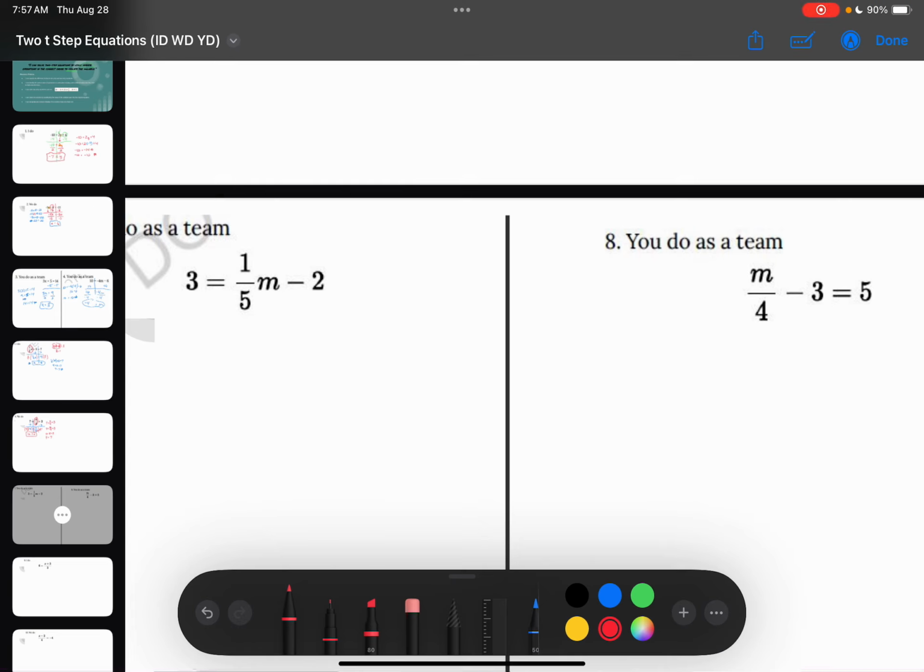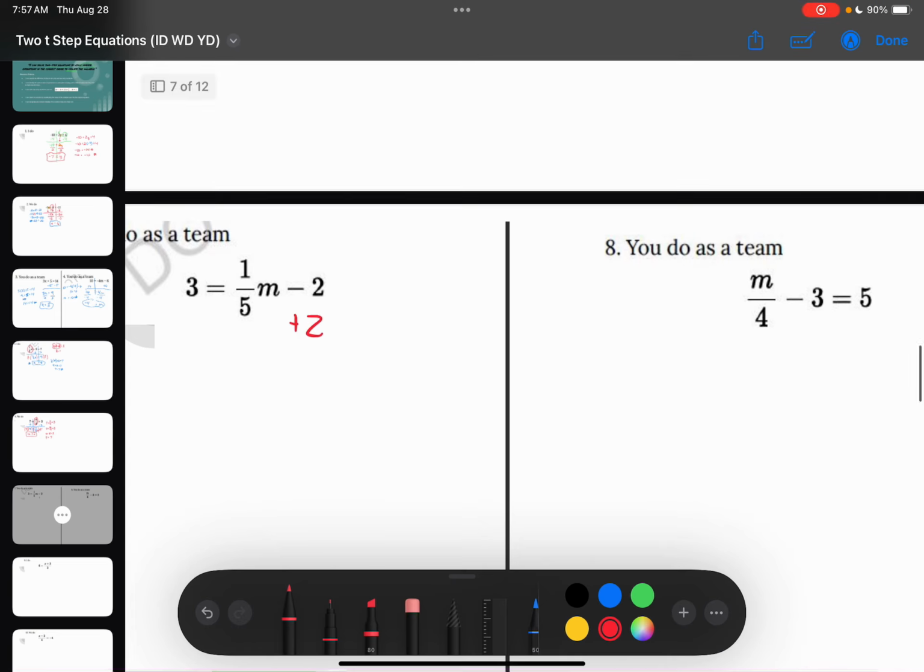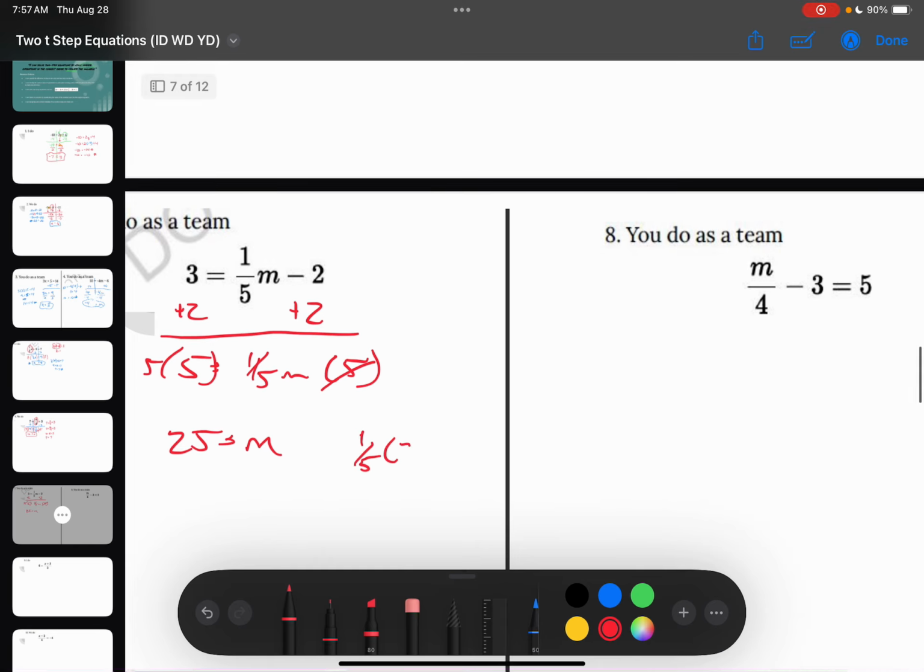All right, we should have our answers here. So really quickly, what we would do is add 2, add 2. That leaves us 5 equals 1/5 m. We would multiply both sides by 5 to clear out that fraction. It should be 25. If I check that, 1/5 of 25 minus 2. 1/5 of 25 is 5. 5 minus 2 is in fact 3.